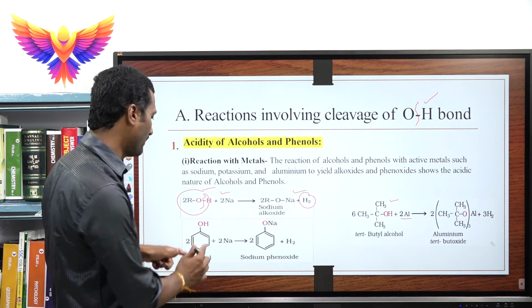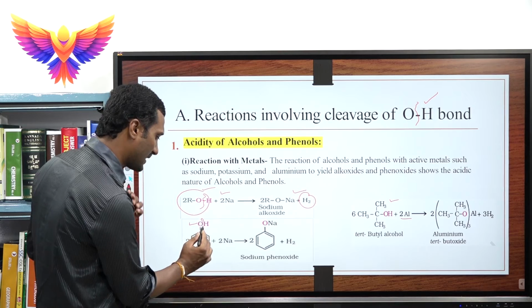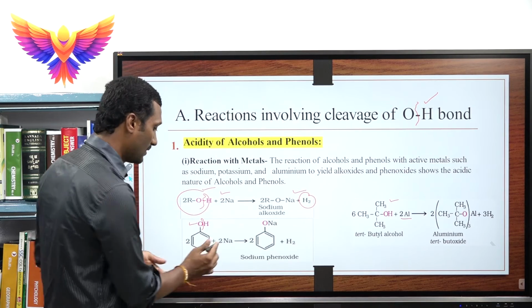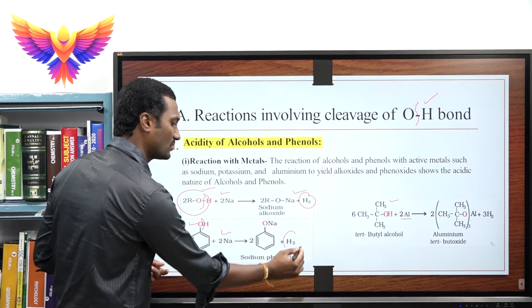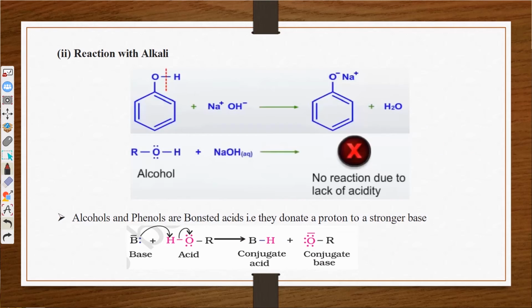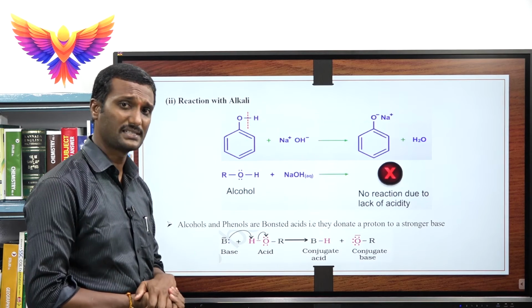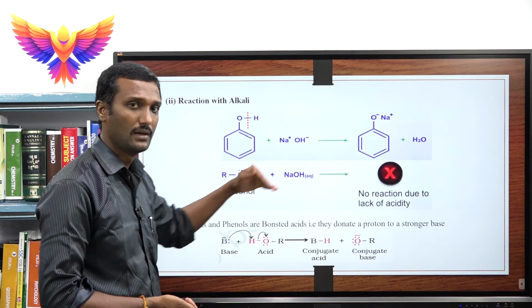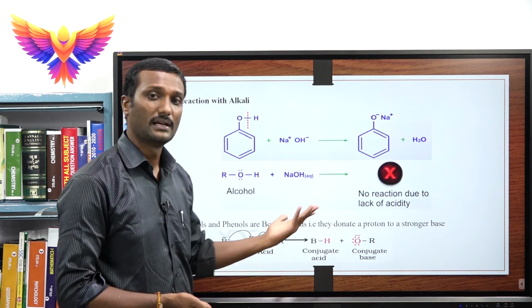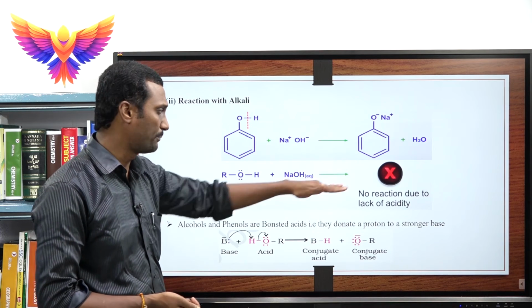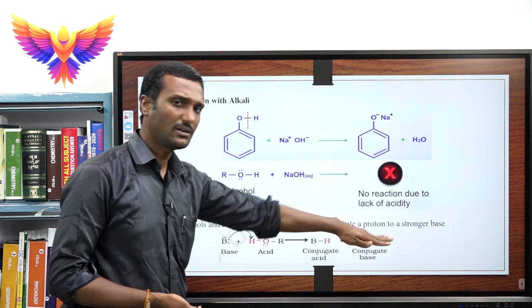Not only this one, even if you take phenol, the cleavage takes place between the oxygen and hydrogen when it reacts with sodium to liberate hydrogen gas and form sodium phenoxide. When phenol reacts with sodium hydroxide, we get sodium phenoxide and water, but when alcohol reacts with sodium hydroxide, there is no product, because there is a lack of acidity.